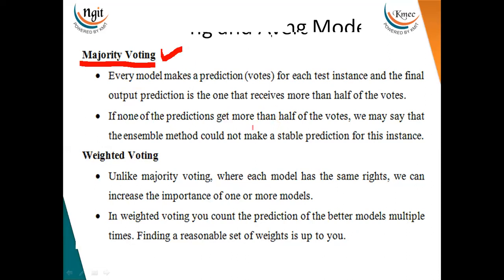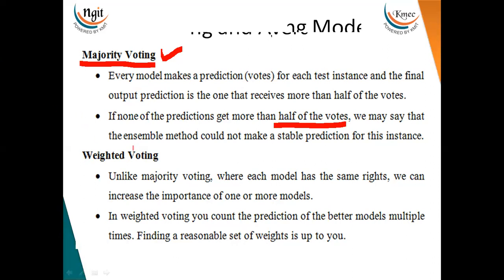It means the prediction which gets more than half of the votes, more than half of your models. Suppose you are using 4 models. Then 3 models are telling you that the particular data sample belongs to class 1. In that case, we will consider the prediction as class 1 only, because here we have more than half the votes for class 1. Such a concept is known as majority voting.